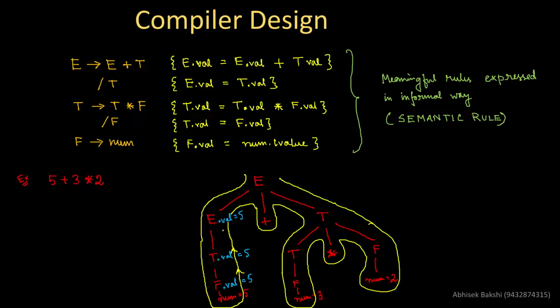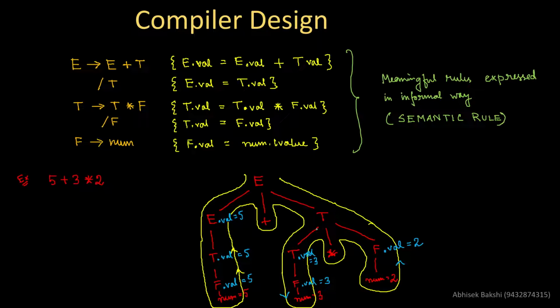So up to this one I have done, then nothing to reduce, and then when it comes to this point, num equal to 3 should be reduced to F. So here F.val will be equal to 3. Similarly, when it reduces to this point, this T.val will be equal to 3. Then again num will be reduced to F, right? And here F.val will be equal to 2.